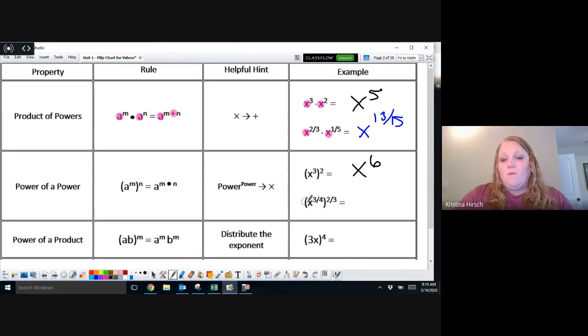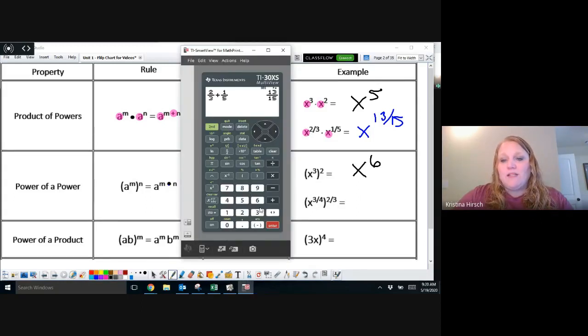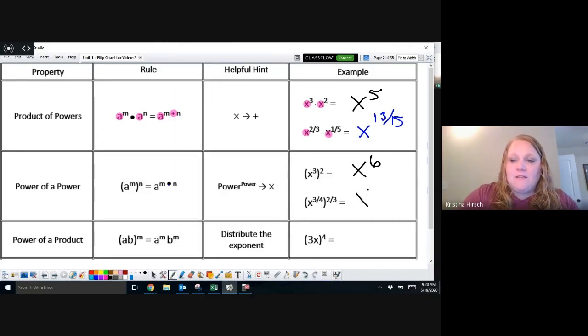And then the one with the rational exponents, we are still multiplying because it's a power to a power. So we have 3/4 times 2/3, which is 1/2. So this would be x to the 1/2 power. You're going to learn later that x to the 1/2 power is the same thing as the square root of x. But I'm not going to get into that too much right now.